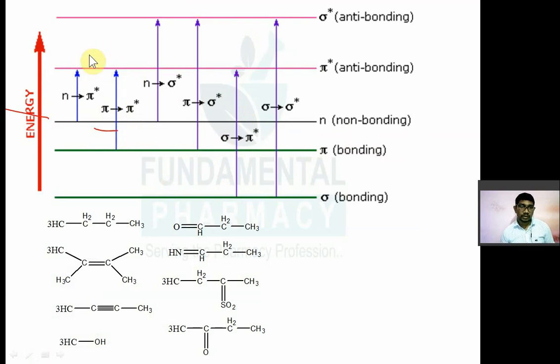N to pi star. So a non-bonding electron will be excited to a pi star orbital, known as an n to pi star transition, and it requires the lowest energy. Now this kind of transition is found in carbonyl compounds, C double bond O. Carbonyl compounds, where there are esters, acids, so in those there is an n to pi star transition.